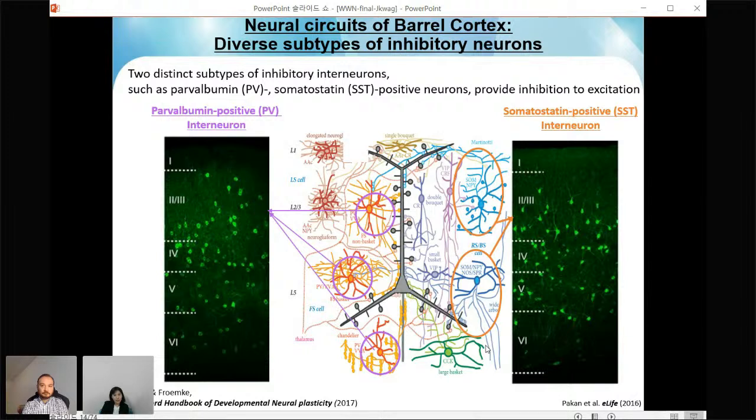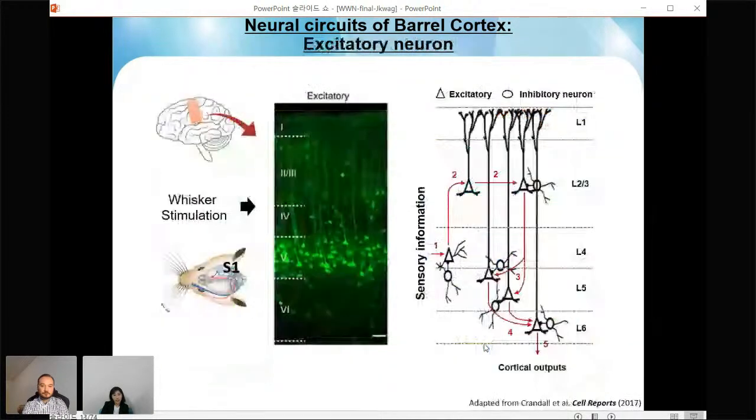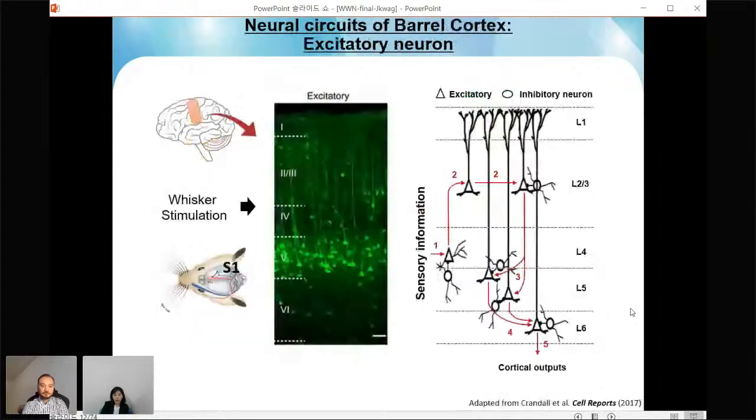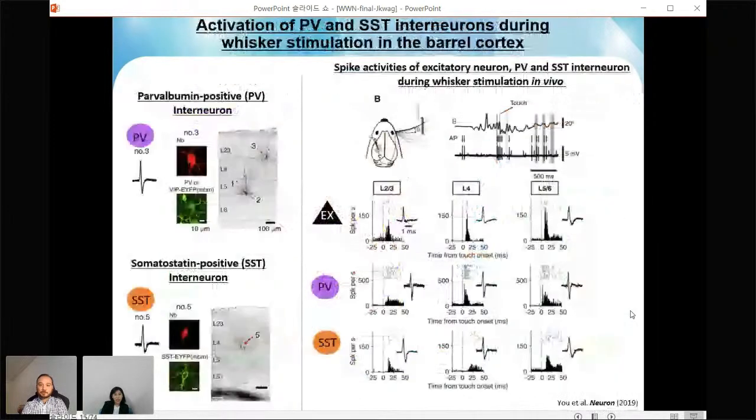So these interneurons must have some sort of function in sensory information processing, especially in processing these different types of neural codes. Generally, as I said, a lot of people only concentrated on excitatory neuronal responses from the whisker stimulation, but recent studies show that these PV and SST interneurons also are responsive to whisker stimulation.